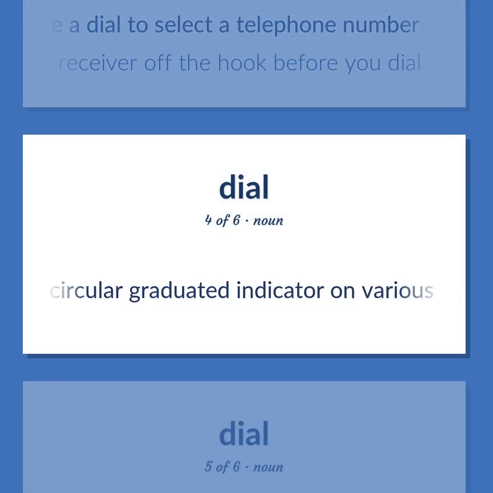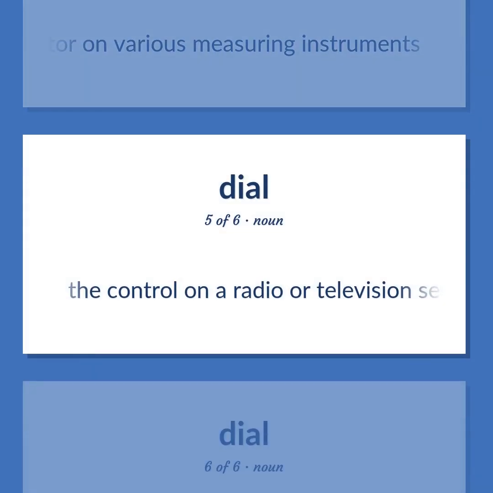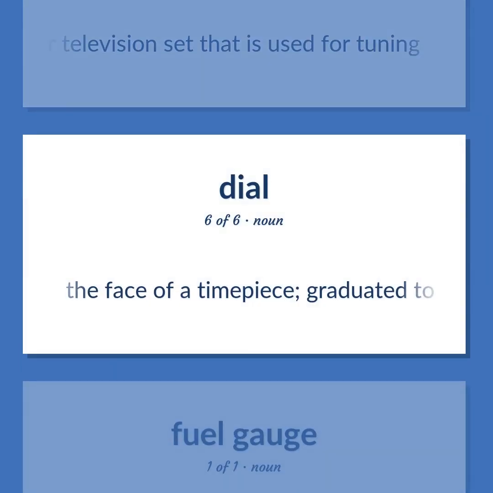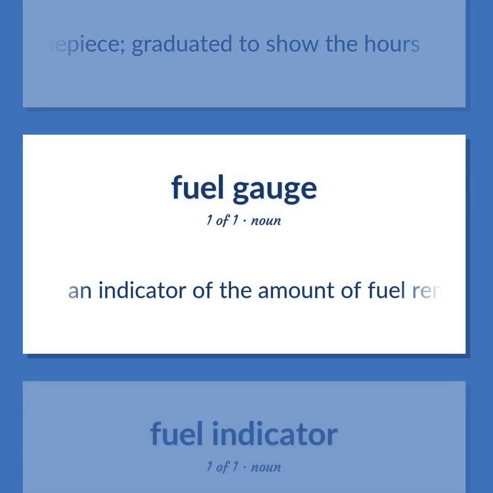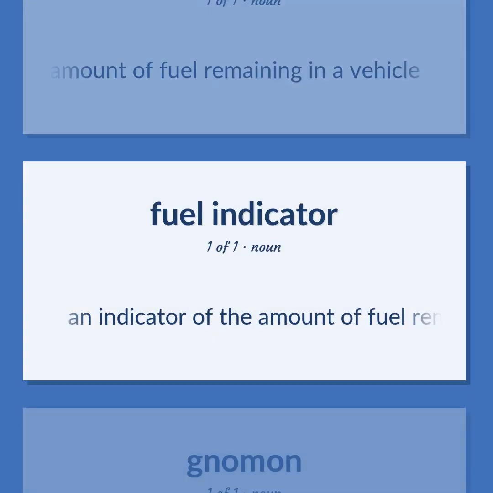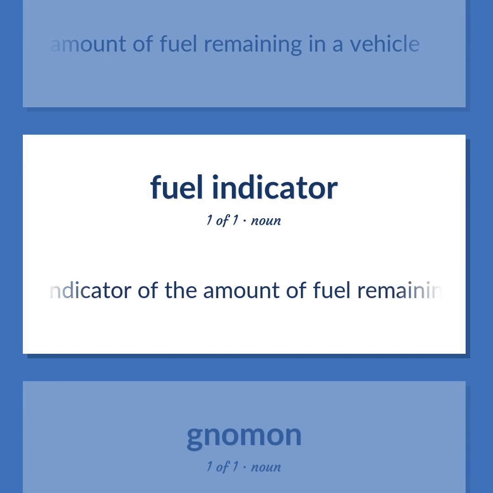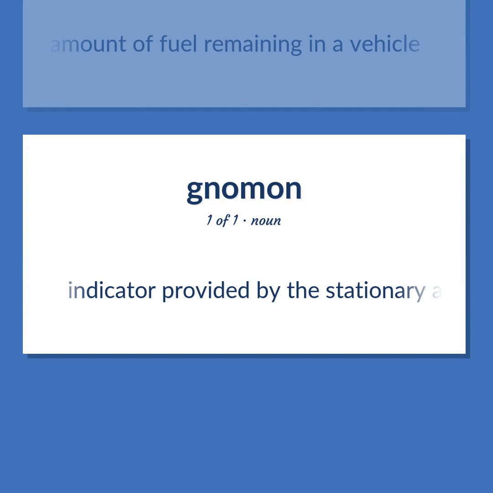The circular graduated indicator on various measuring instruments. The control on a radio or television set that is used for tuning. The face of a timepiece, graduated to show the hours. An indicator of the amount of fuel remaining in a vehicle. Indicator provided by the stationary arm whose shadow indicates the time on the sundial.